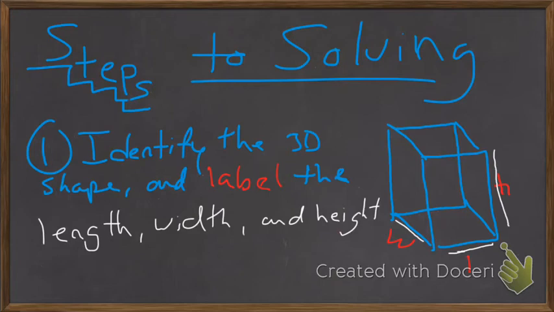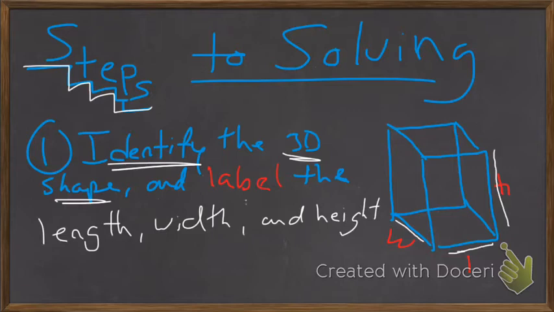So we're going to look at our steps. Little staircase, see? Steps to solving. Step number 1 is identify. Like we just said, you have to identify what 3D shape you are using and label the length, width, and height. Now this is for our straight edge shapes. So this would be for our cube, C-U-B-E, and our cuboid, or rectangular prism. Yeah, rectangular prism.